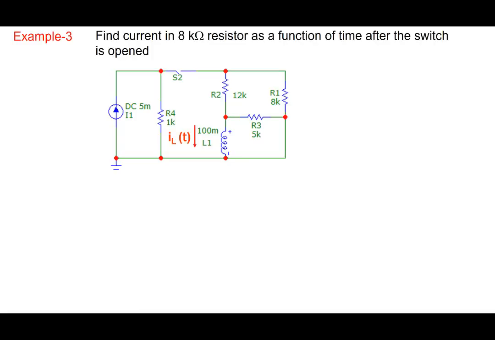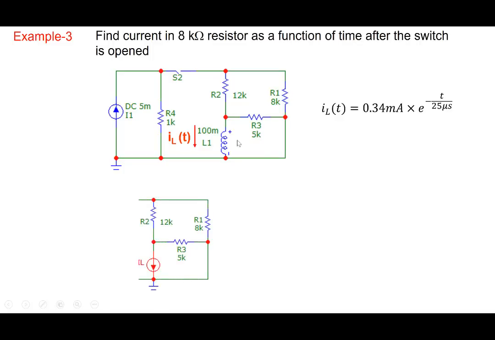So let's do that. Let's find out IL(t) here. To do that, note we have a procedure, so I'm not going to go over it. The switch is opened here, and so you write down IL(t) equal to IL(infinity) plus (IL(0) minus IL(infinity)) e to the power minus t by tau. Tau will be equal to L1 by R equivalent. So all those things you have to follow. And let's say you get this expression here.